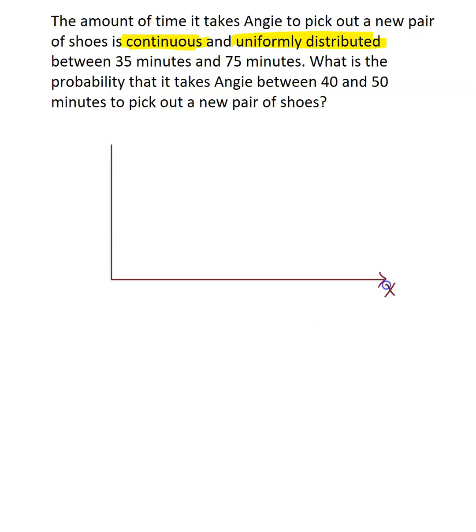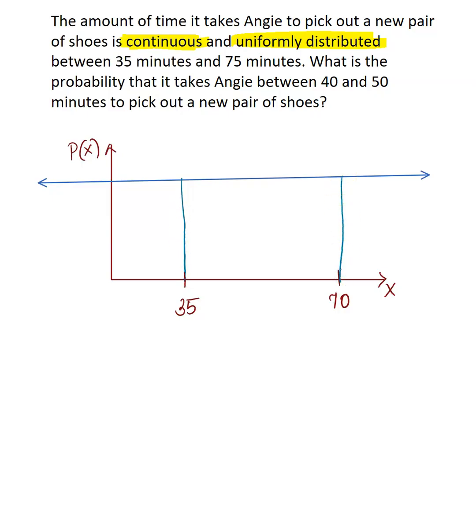So I know that my x would go here, and this is my p of x, probability. Because it's uniform distribution, they're equally likely to occur, which means a horizontal line. We got that. Okay. So it's between 35 and 75 minutes. That's how it's distributed, right? So I want to draw a horizontal line, and I need to find out what y value, or p of x value, it passes through. So let's see, this is the entire distribution we have at hand, right?